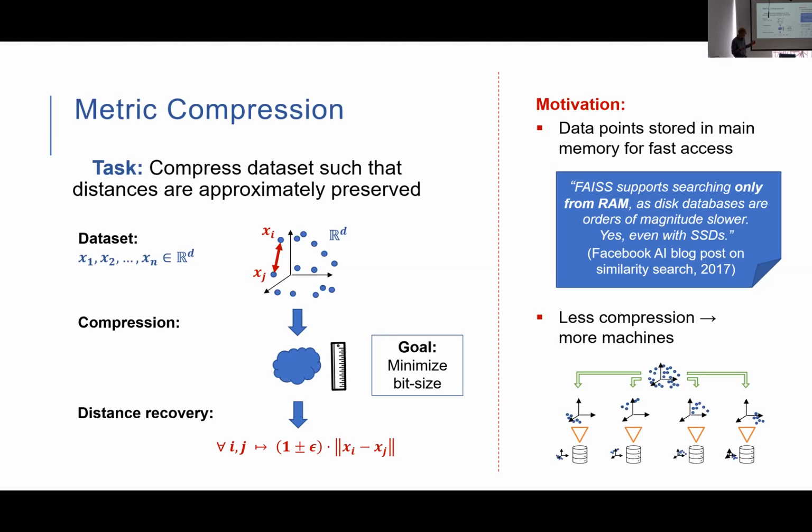Basically, the bottom line is that the less compression you have, the more machines you need in your system, and scaling up the number of machines is a major scalability bottleneck. This is basically where these systems get stuck.